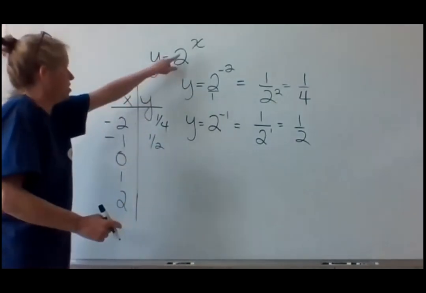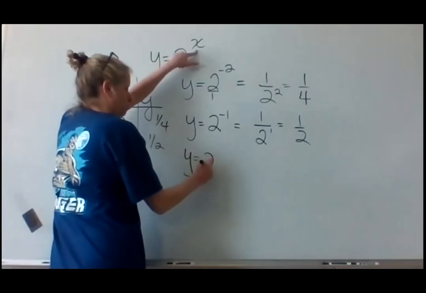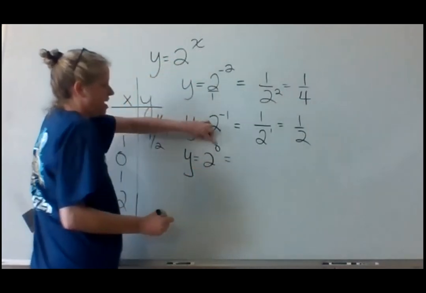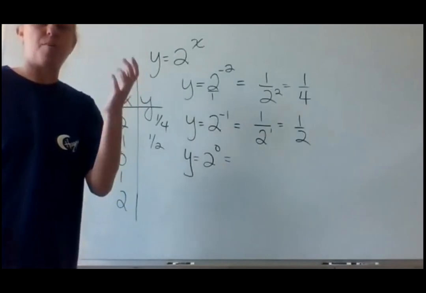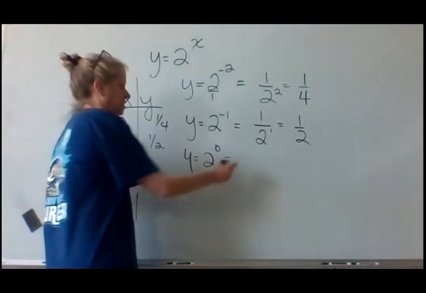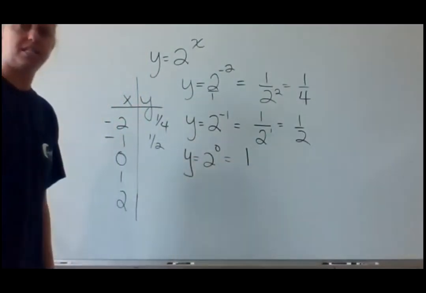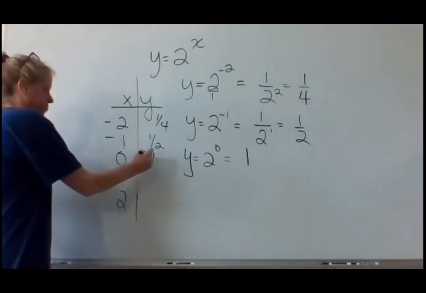All right, keep going. Replace your x with 0. So 2 to the 0 power. Anytime you're raising something to the 0 power, it doesn't matter what the base is. Anything to the 0 power is equal to 1.